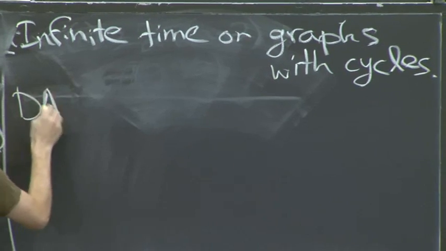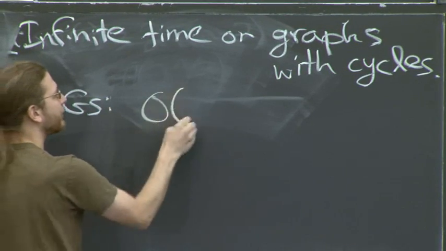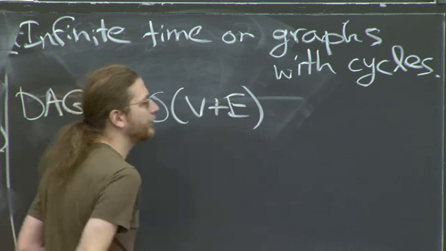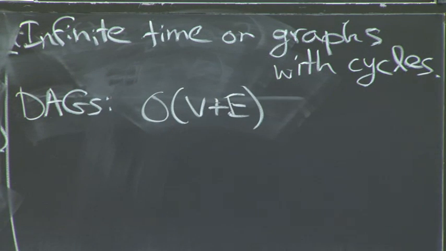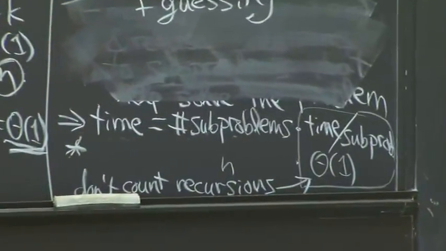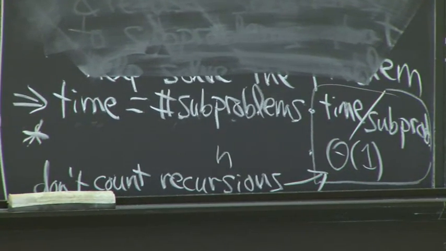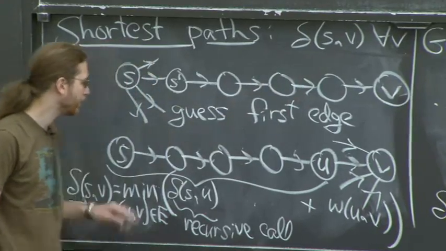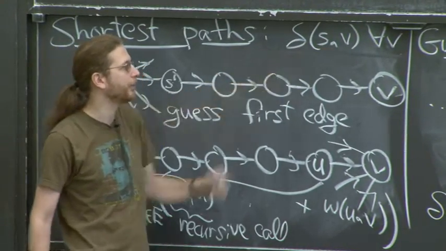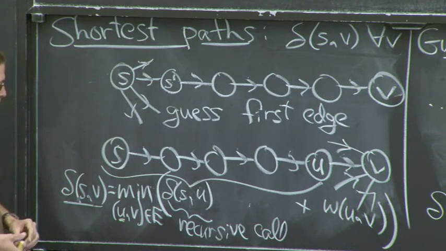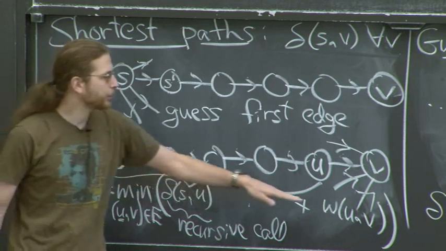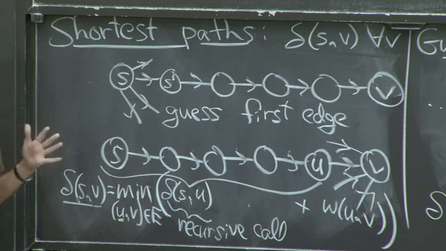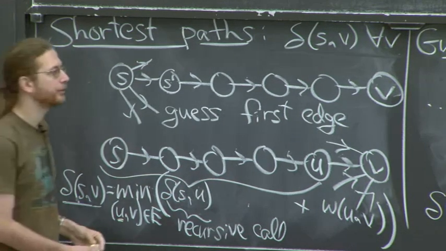OK, for DAGs, for acyclic graphs, it actually runs in V plus E time. This is the good case. In this situation, we can use this formula. The time is equal to the number of subproblems times the time per subproblem. So I guess we have to think about that a little bit. Where's my code? Here's my code. Number of subproblems is V. There's V different subproblems that I'm using here. I'm always reusing subproblems of the form delta S comma something. The something could be any of the V vertices. How much time do I spend per subproblem? This is a little tricky. It's the number of incoming edges to V.